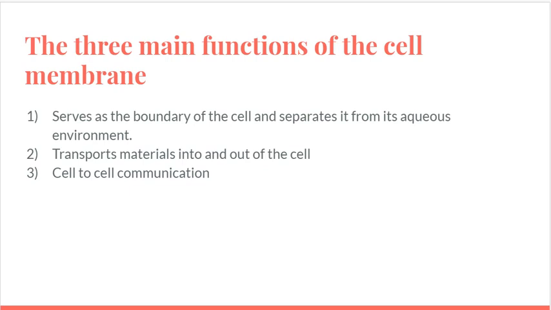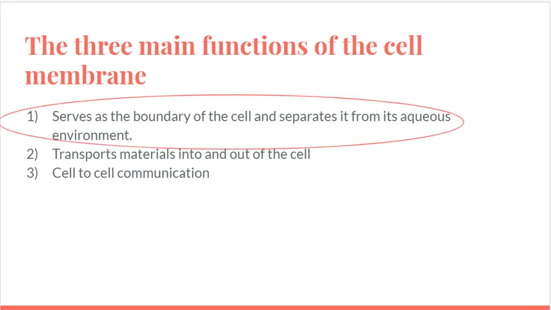Okay. Number two is going to help in transporting materials into and out of the cell. And number three is going to be involved with cell to cell communication. So we're going to start by looking at this first one here. In order to understand how the cell membrane separates the cell from the environment, you need to know what it's made of.